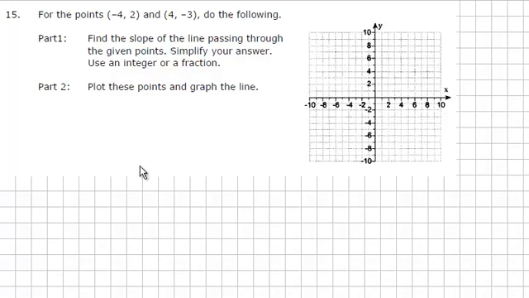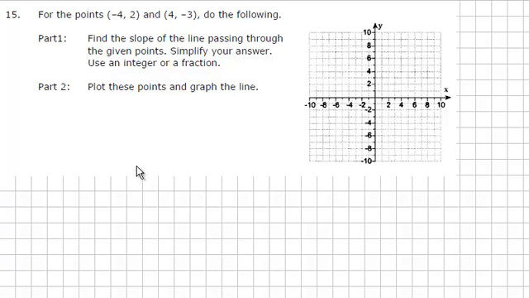For the points (-4, 2) and (4, -3), do the following. Part 1. Find the slope of the line passing through the given points. Simplify your answer, use an integer or a fraction. And Part 2. Plot these points and graph the line.